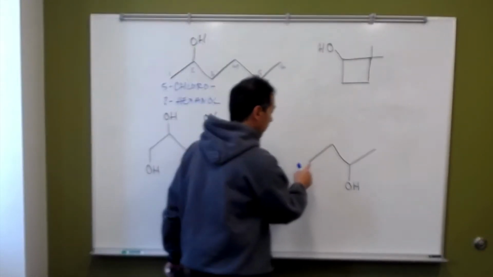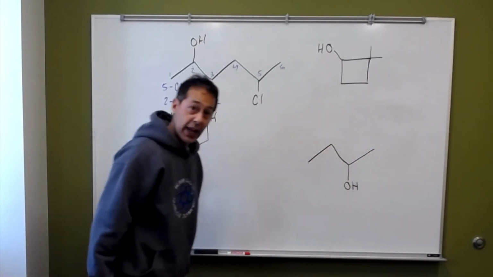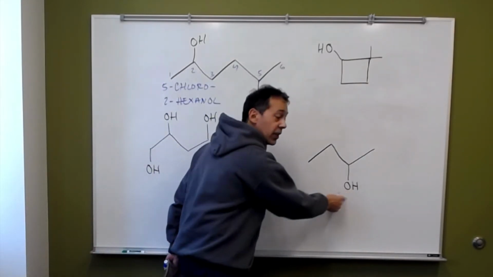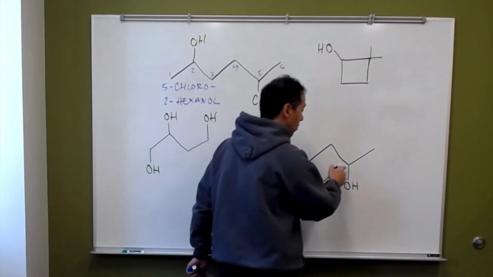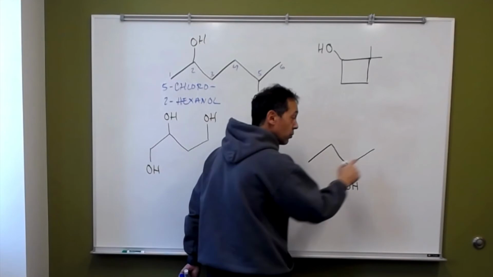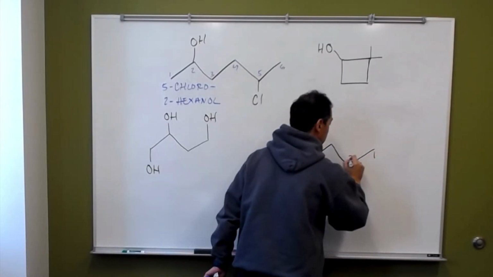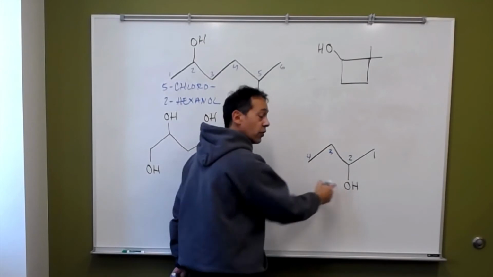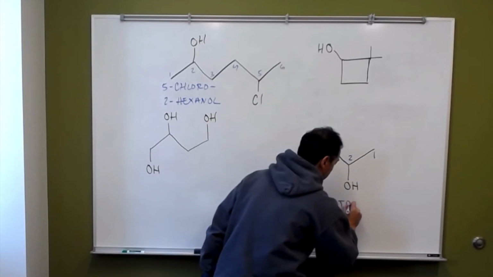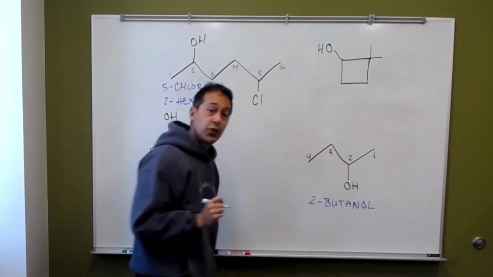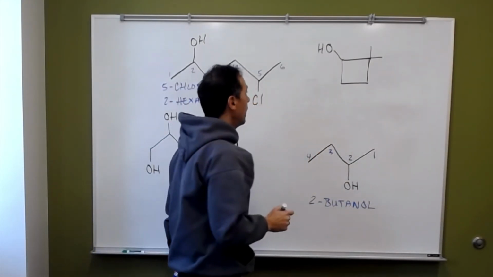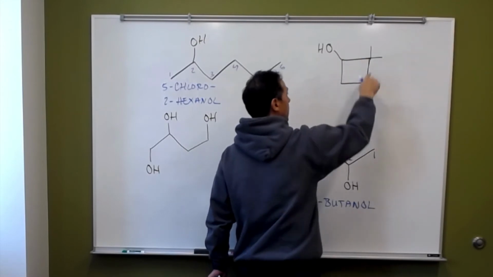And as I take a look at it, I've got 1, 2, 3, 4 carbon atoms, so that's going to be butane. But I'm going to end it with OL because I have that hydroxyl group. And I want this hydroxyl group to have the lowest possible number, so instead of numbering left to right, I'm going to go right to left. So I'm going to go 1, 2, 3, 4. So this one becomes 2-butanol.